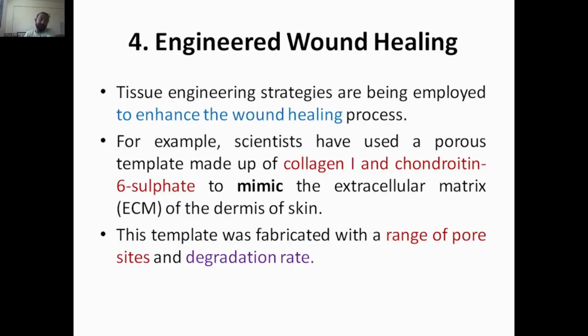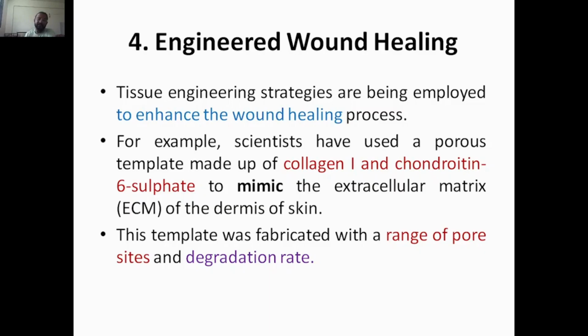Let's get started to discuss engineered wound healing. Engineered wound healing is something we are just giving a brief introduction to: how exactly wound healing requires engineering concepts. In the latter half of this topic, we will also discuss the differences between the fetal and adult wound healing process, right?